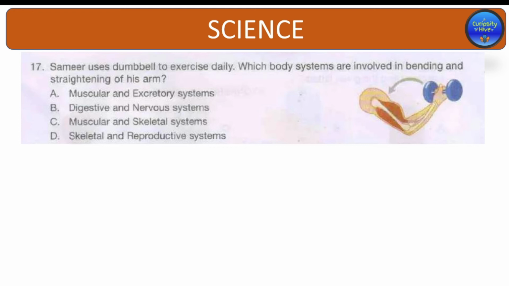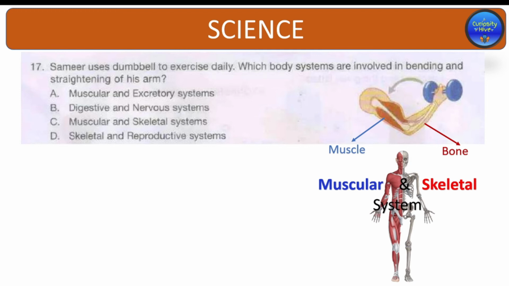Next question. Sameer uses a dumbbell to exercise daily. Which body systems are involved in bending and strengthening of his arms? This is an easy one. As you can see in the picture, when you bend your arms, you're exercising your muscles, and when you bend your hand, you're also exercising your bone. So this is the muscular and skeletal system which is getting exercised, and that is your option C.